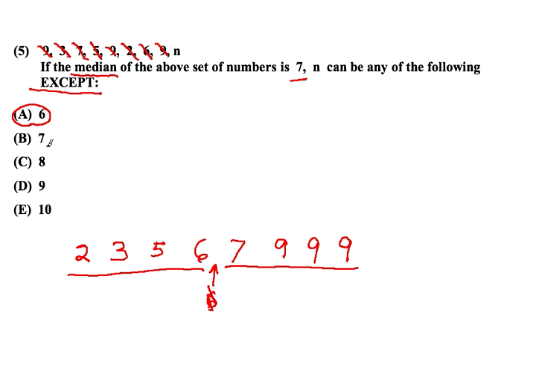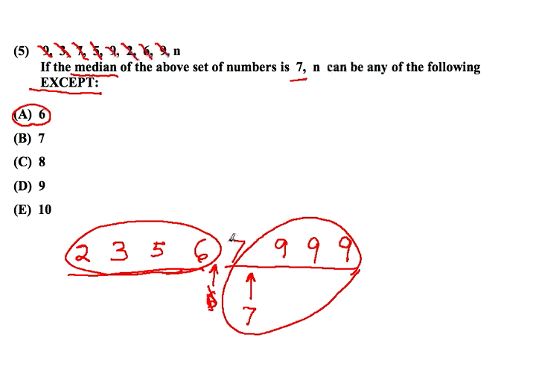So if you wanted to check the others, let's say n was 7, then we would have these 4 on this end and these 4 on this end, and it would still keep the median at 7. And if n were any number 7 or greater, adding it out here would still keep the median at 7.